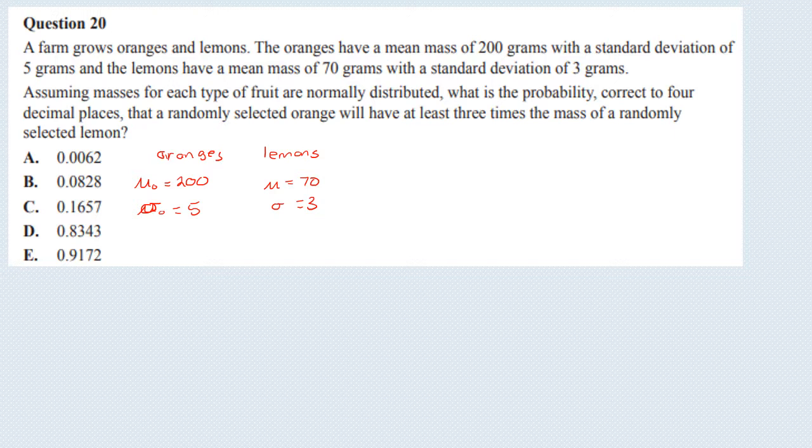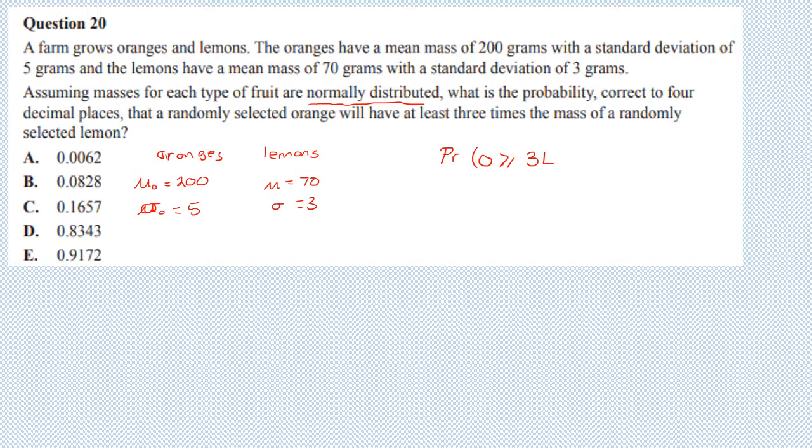We assume the masses for each fruit are normally distributed, and we want to know the probability, correct to 4 decimal places, that a selected orange will have at least 3 times the mass, so greater than or equal to 3 times the mass, of a randomly selected lemon. So this is what we're looking at here.